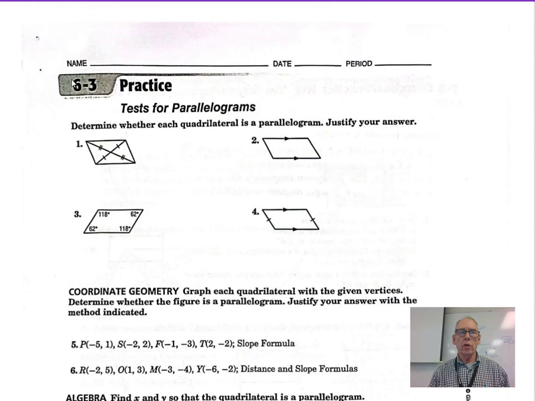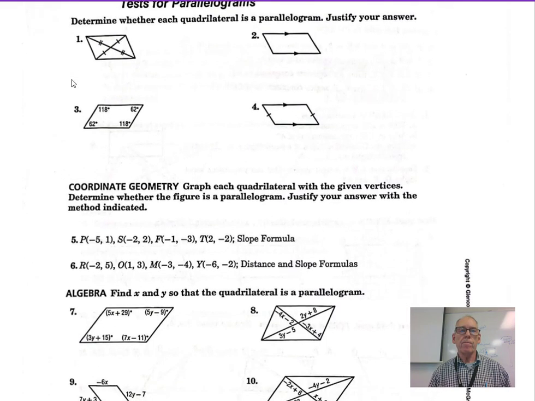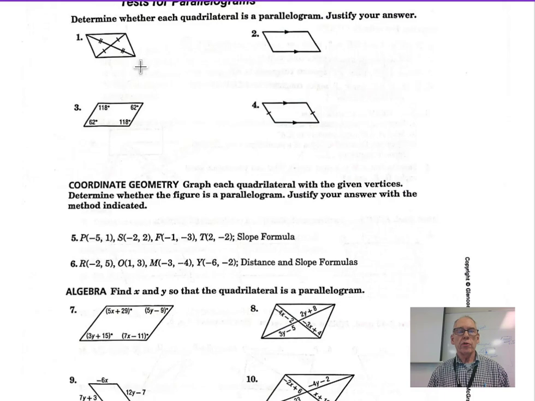In this video, we're working on the 3D practice test for parallelograms. These first ones, we can see that the diagonals bisect each other. So that makes this a parallelogram.